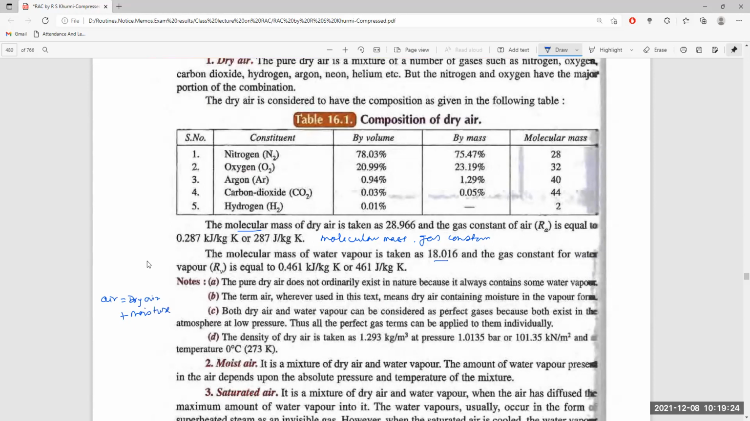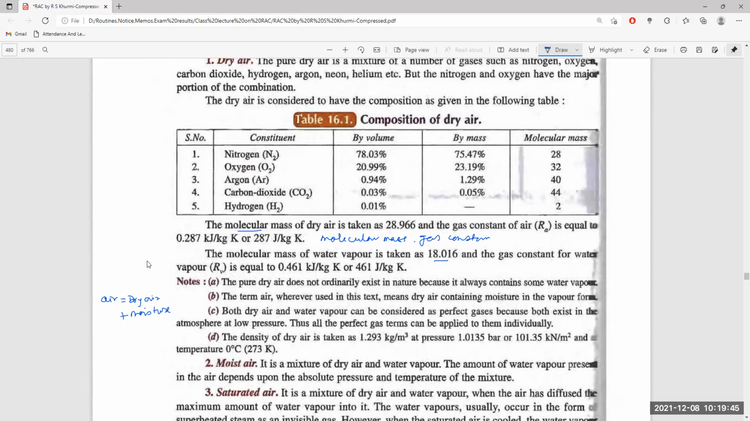Both dry air and water vapor are considered as perfect gases because both exist in the atmosphere at low pressure. Both exist at low pressure, so all the perfect gas terms can be applied to them individually.